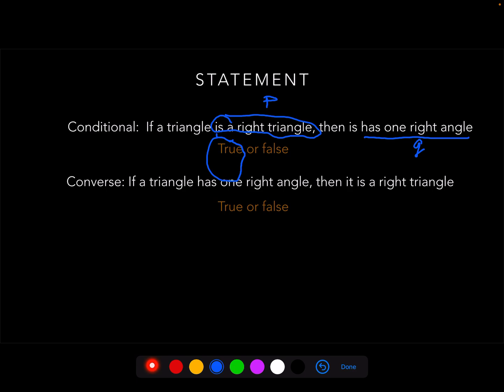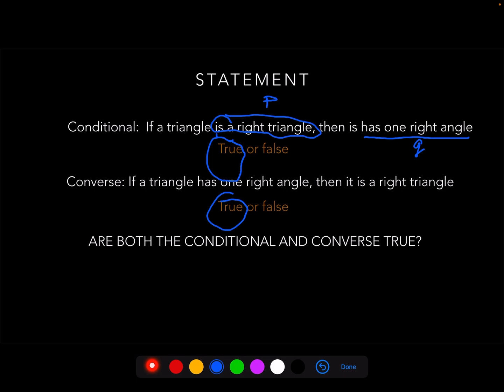So our goal is to write it as a biconditional statement, so we have to figure out the truth value of the converse as well. If a triangle has one right angle, then it's a right triangle. That's a true statement. So the next question we ask: are both the conditional and the converse true? Well, we said they were. So the answer is obviously yes. They are both true.